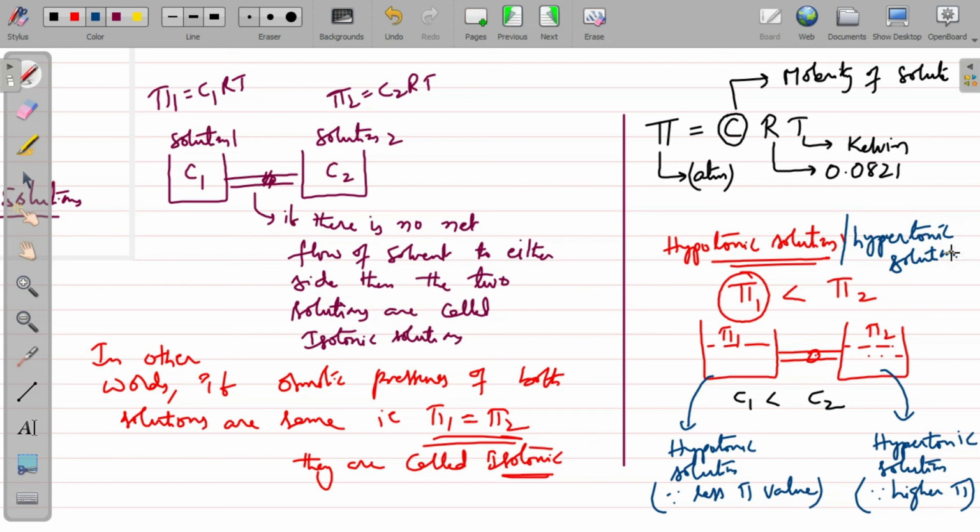Isotonic means pi values must be the same, then both solutions are called isotonic solutions. Now if the pi value is not the same, then the solution which has a lower pi value is called hypotonic, and the solution which has a higher pi value is hypertonic. So this is the concept and important points involved in the osmosis process.